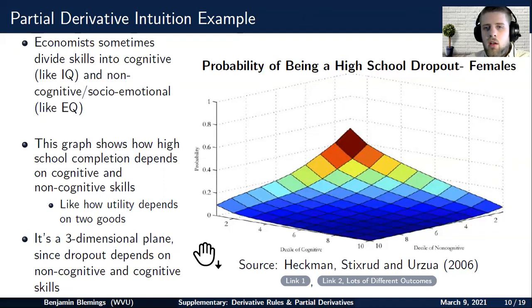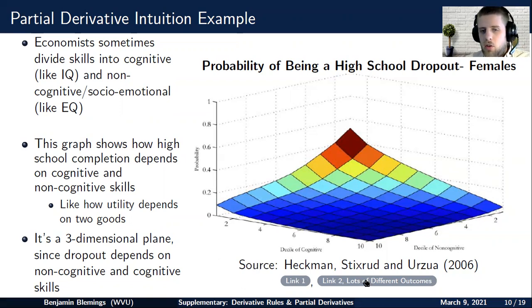And so instead of that neat line that you're used to seeing, now we have a three-dimensional plane because we have a function of three variables. We have how likely you are to drop out depending on both cognitive and non-cognitive skills, just like we had utility maybe depending on the consumption of good one and good two.